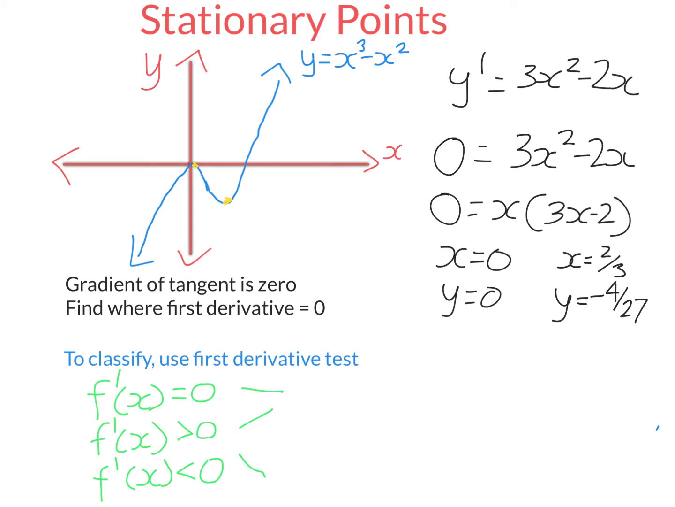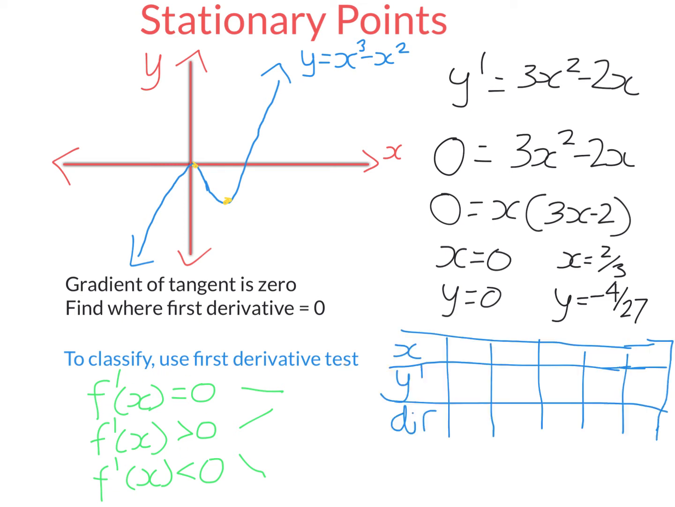So you need to be able to not only find the stationary points, but classify them as a maximum or a minimum. To do that, we're going to use the first derivative test and these facts here. To use the first derivative test, set up a table like this with 3 rows: the x value, the value of the derivative at that point, and we'll also write here the direction in which the curve is going.